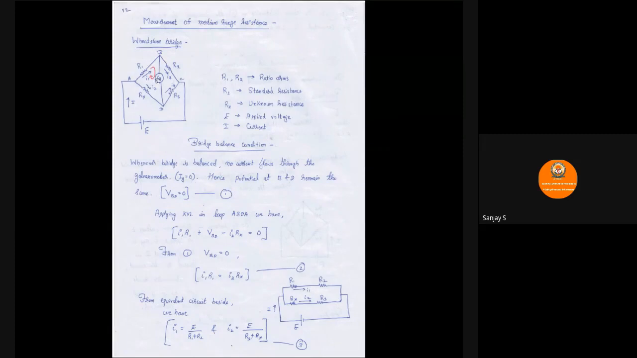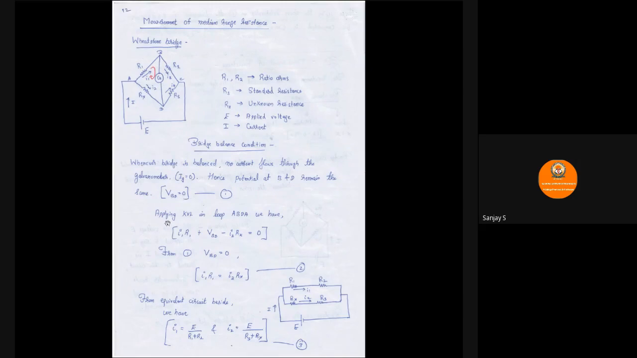Whenever the current flowing through this galvanometer is 0, potential at B and D will be the same, or the potential difference will be 0. You very well know that current flows only when there is a potential difference. If the potential at both the ends is the same, no current is going to flow. So if you take that into consideration, voltage at B and voltage at D will be the same. Or if you consider the potential difference VB minus VD, it will be 0. So it is written as VBD is equal to 0.